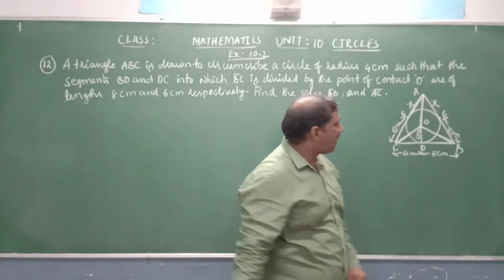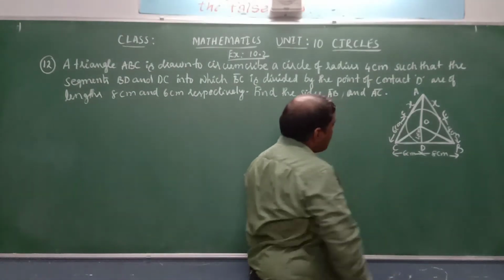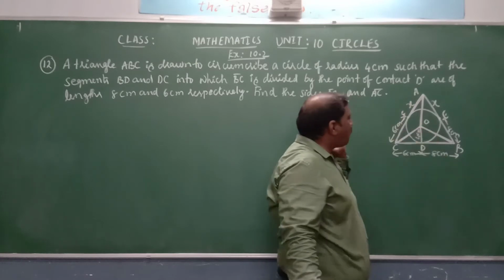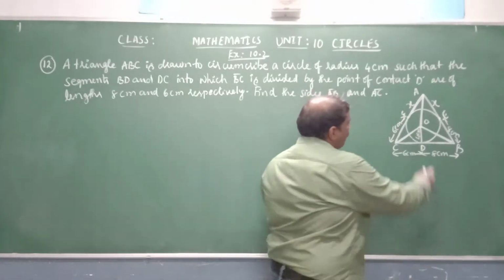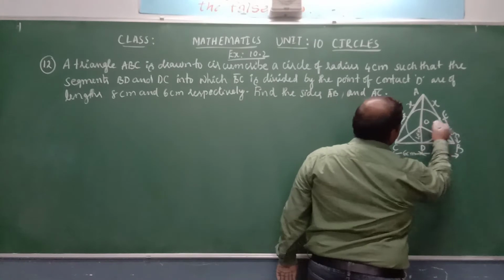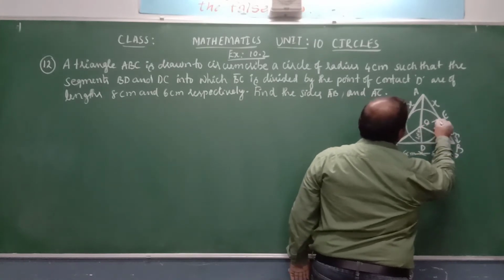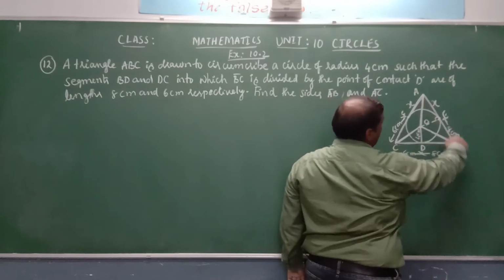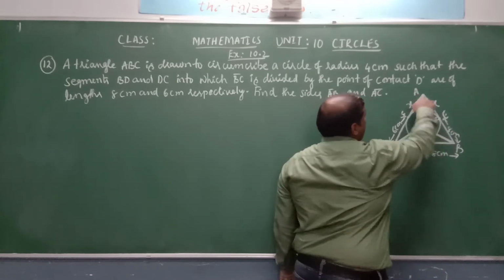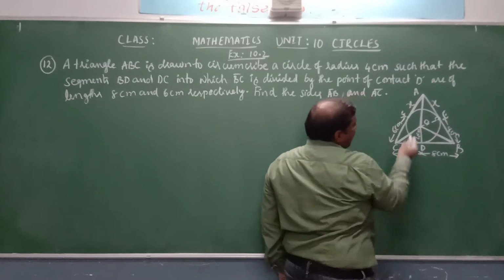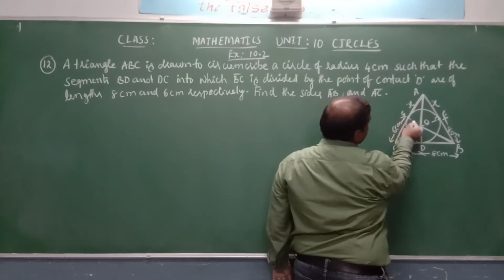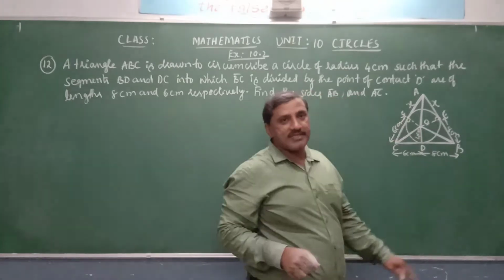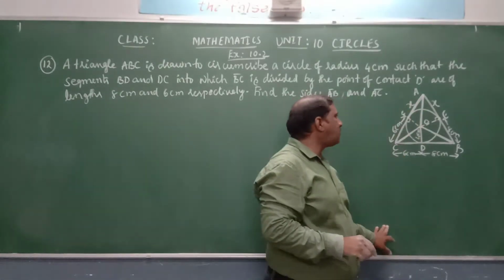Is it clear? Now, what we have to do here is join OA, OB and OC. We get three triangles. Here OD is the radius, and it is perpendicular. Similarly, join OE. OE is also perpendicular, and it is the altitude of triangle AOB to the side AB. And join OF. OF is also perpendicular to the side AC of triangle ABC.